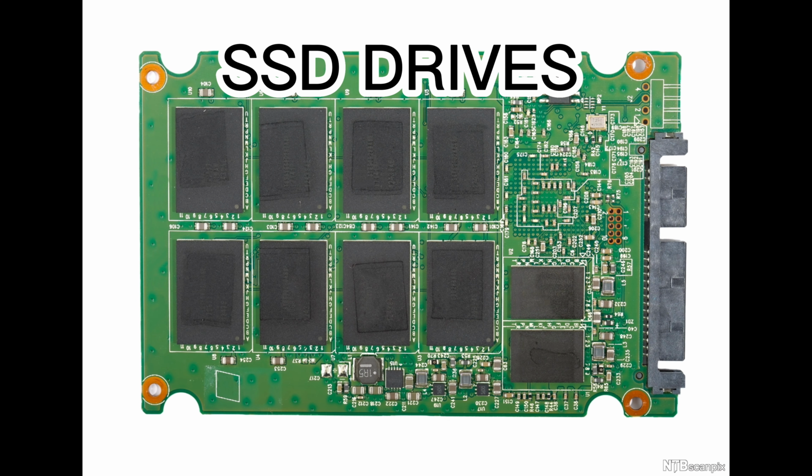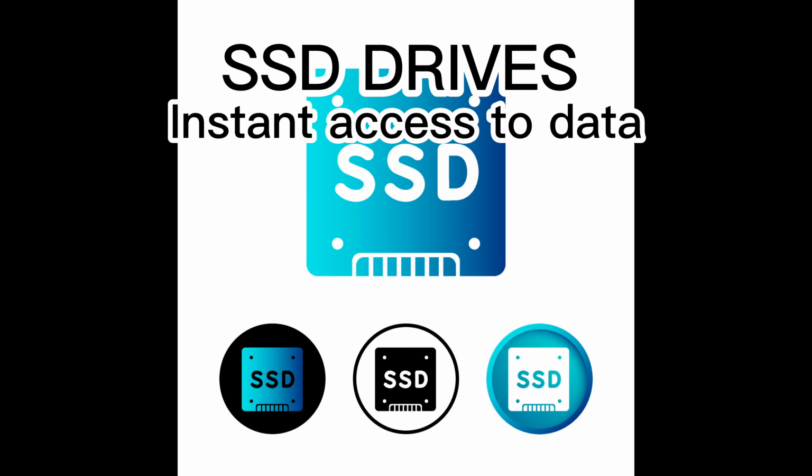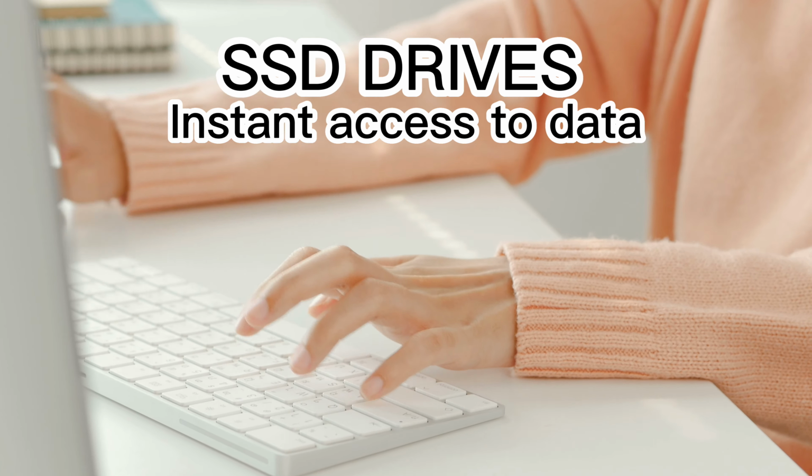In an SSD, data is stored on interconnected flash memory chips. These chips are arranged in a way that allows the SSD to access them quickly and efficiently. When you save a file to an SSD, the drive's controller determines the most efficient place to store the data on the chips. When you want to access the data, the drive's controller retrieves it and sends it back to your computer.